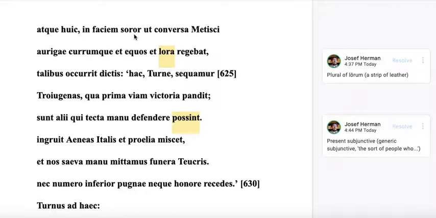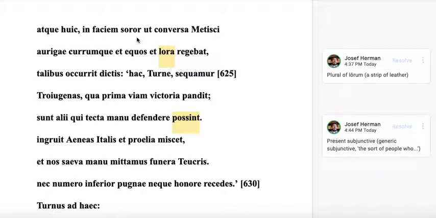Now this sentence is a bit difficult. The main verb is all the way here. So the basic structure of this sentence is, and his sister objects to him, occurrit huic, with these words. That's the basic structure of the sentence. But there are also some other details that Virgil puts in. So let's go through it bit by bit. Atque means and, huic means to him. Then the subject is soror, his sister.